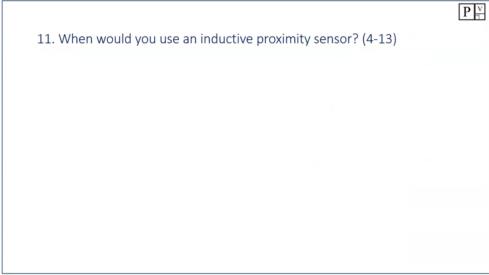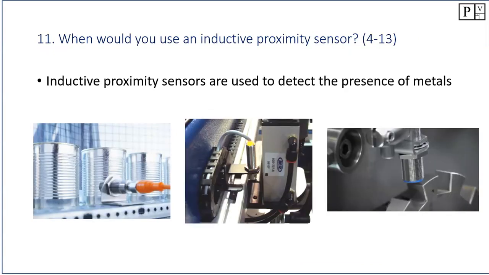Okay, number 11, when would you use an inductive proximity sensor? Anytime you're looking for the presence of metal. So here we are looking at different cans going by with the inductive proximity sensor on the side here. Here, this is from a t-shirt factory, so as it moves back and forth, this piece of sheet metal goes in front of the inductive sensor and tells it that it's at that position.